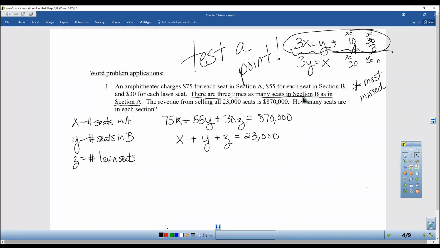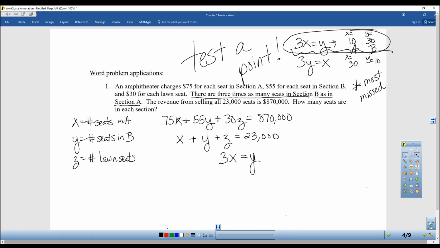But people read this and they go, there are 3 times as many seats in B as in A. And they get it wrong. Okay? You have to actually think about how it works. It's not that way. It's actually 3x is equal to y, which actually should make sense. If you took the number of seats in A and multiplied it by 3, you would get how many seats there are in section B, because there are 3 times as many.